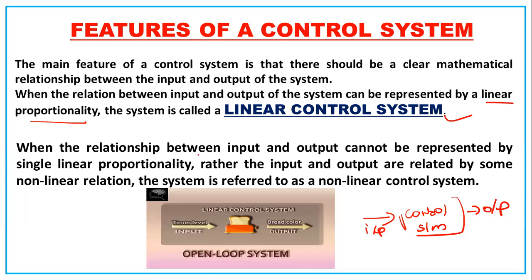When the relationship between input and output cannot be represented by linear proportionality, rather the input and output are related by some non-linear relationship, the system is referred to as a non-linear control system. So you can see here the input time interval is there, then the output. This is maybe bread toasting or something being done. So this is an open loop linear control system.